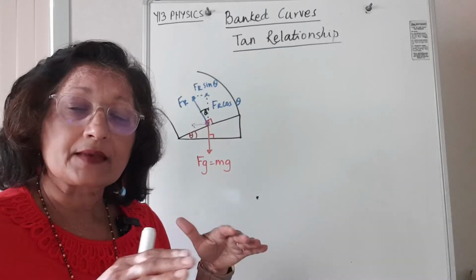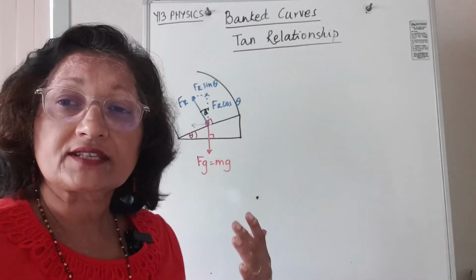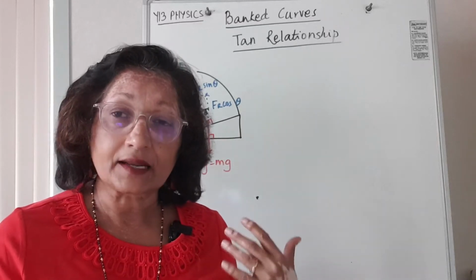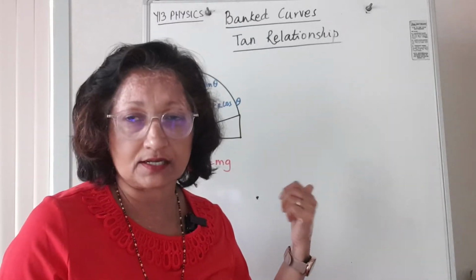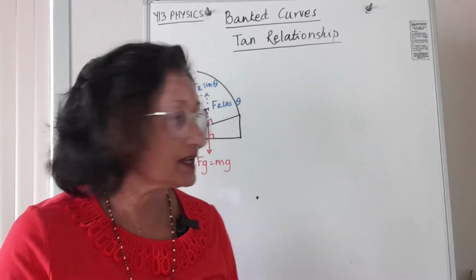The reason is because the motion is in a horizontal circle, the force has to be horizontal, and the unbalanced force is the horizontal component of the reaction force that provides your centripetal force.